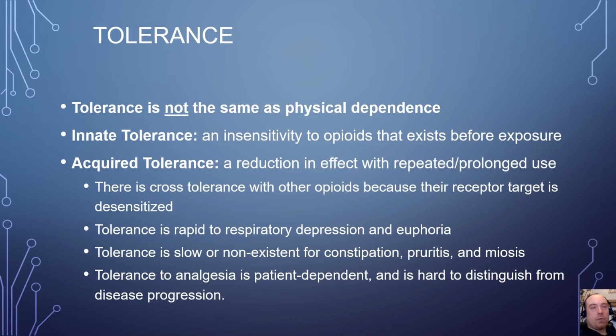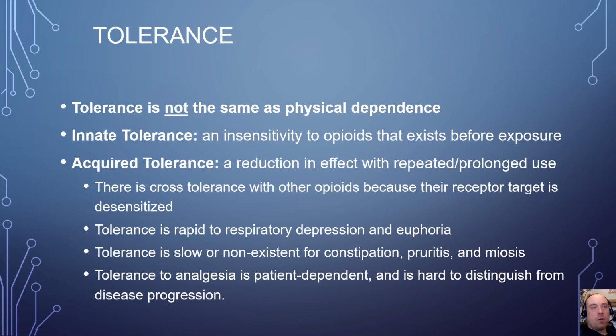Tolerance to respiratory depression and euphoria is rapid. Tolerance is slow to miosis and pruritus. For some people, that might not go away at all. And then constipation really never goes away in general for people. So constipation is the most dominant long-term effect that there's really no tolerance to. Tolerance to analgesia is patient-dependent.